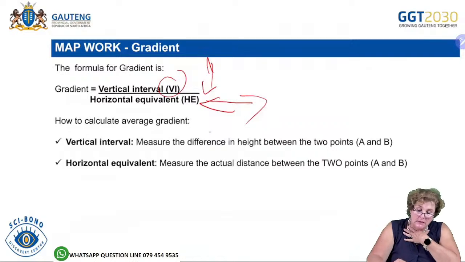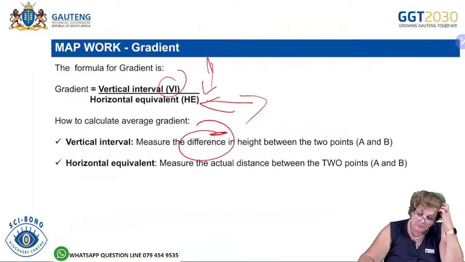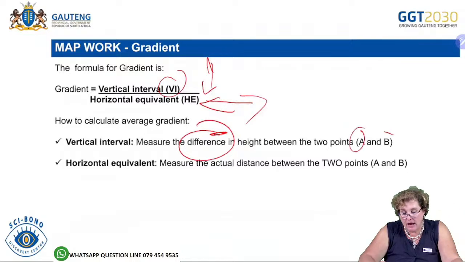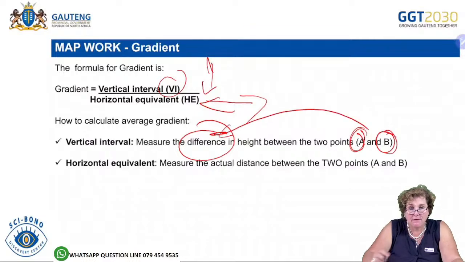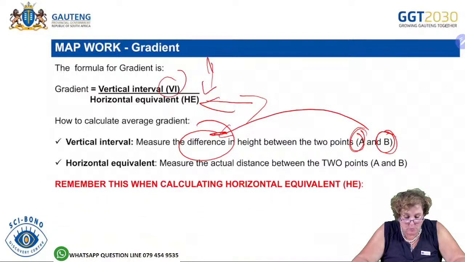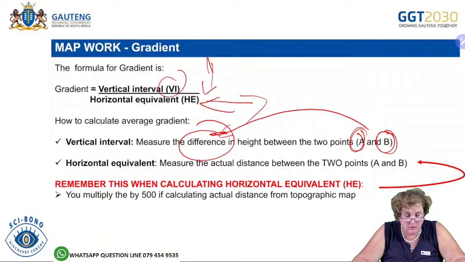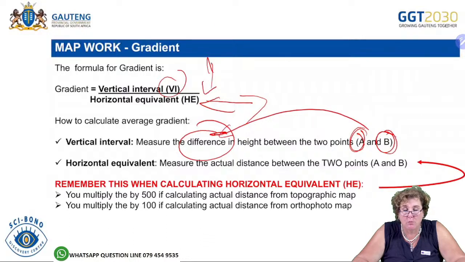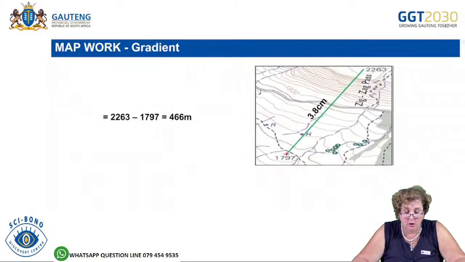So what is difference in mathematics? It means I must subtract. So I have point A, I have point B, at A I have a height, at B I have a height. So I basically have to subtract the heights. The horizontal equivalent is the actual distance between these 2 points. Remember this when we calculate horizontal equivalent. You actually measure the distance between A and B with a ruler and a pencil. You multiply it by 500 if you calculate from a topographical map, or you multiply it by 100 if you work on an orthophoto map.